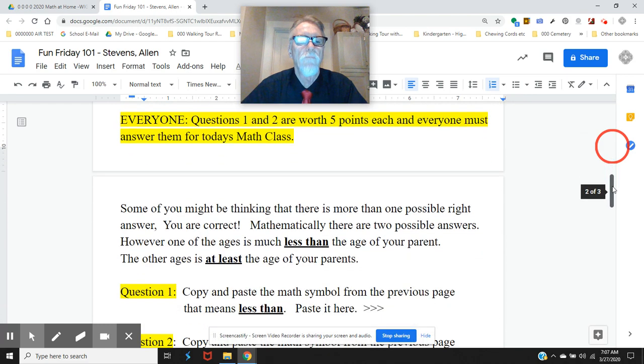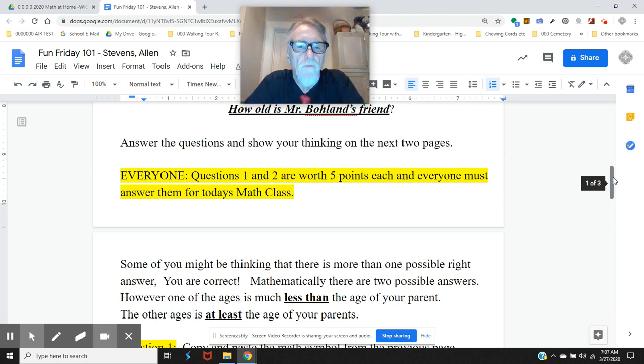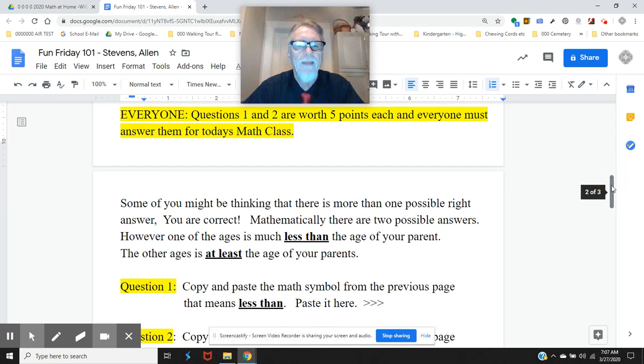Questions 1 and 2. Now, you might be thinking, and I'm sure some of you have already thought of this, that there could be more than one right answer. Well, actually, there are 2. Mathematicians use words like this: less than and at least. Now, these 2 people who could be saying this are 2 very different ages. One of their ages is much less than that of your parents, and the other person's age is at least the age of your parents.